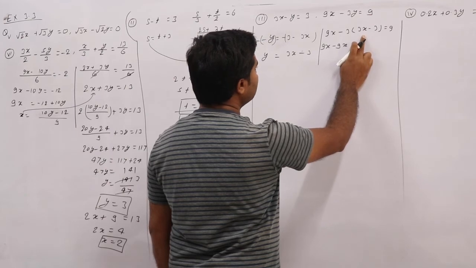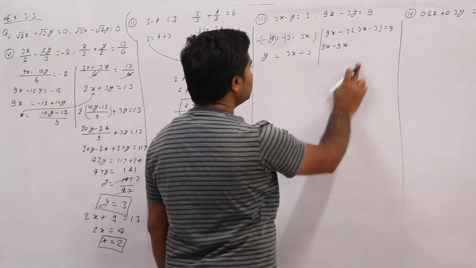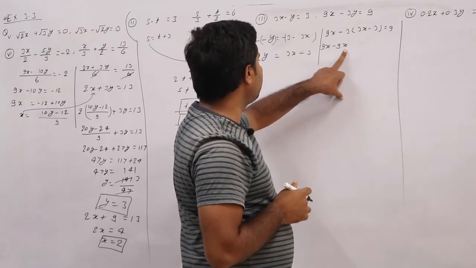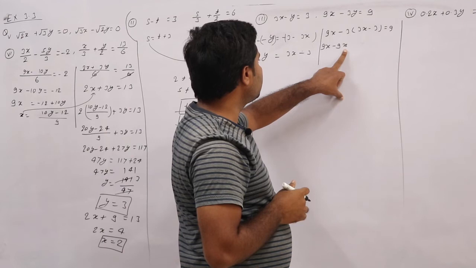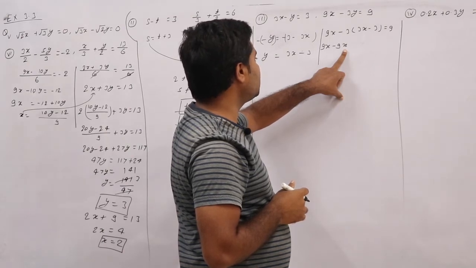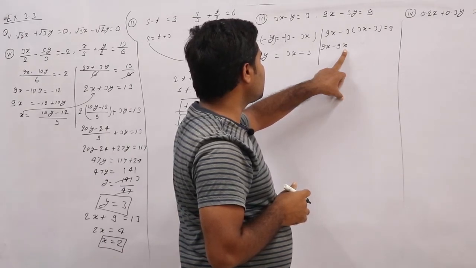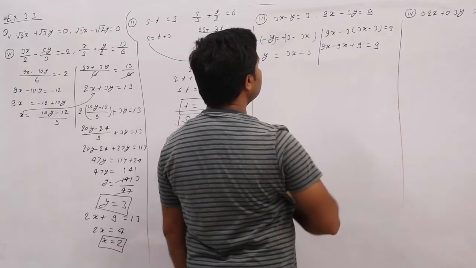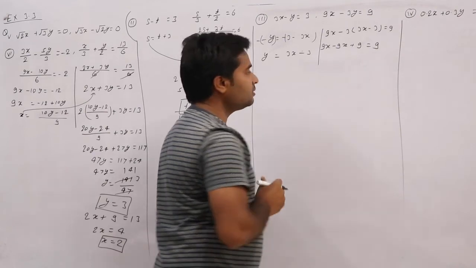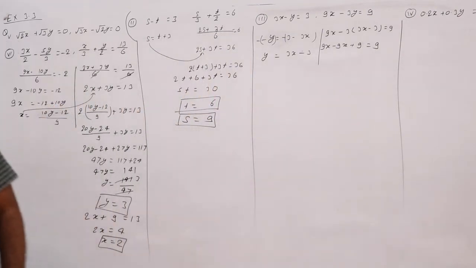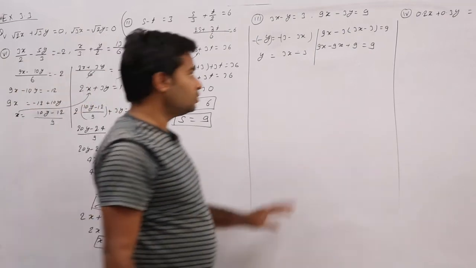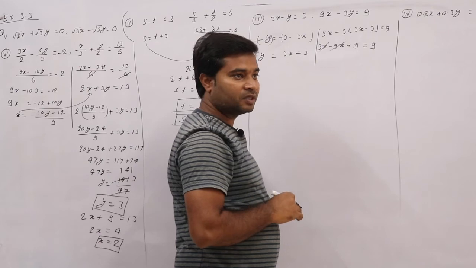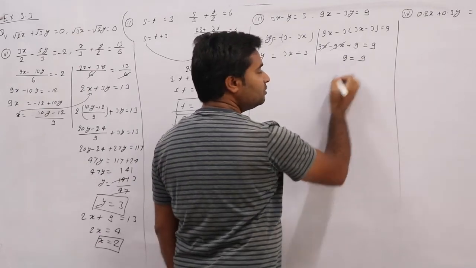Sorry, something became wrong. So 9x and 9x will get totally cancelled, right? Is this question correct or not? See, the question is correct only. Here 9x and 9x are getting cancelled, so here we are getting 9 is equal to 9.